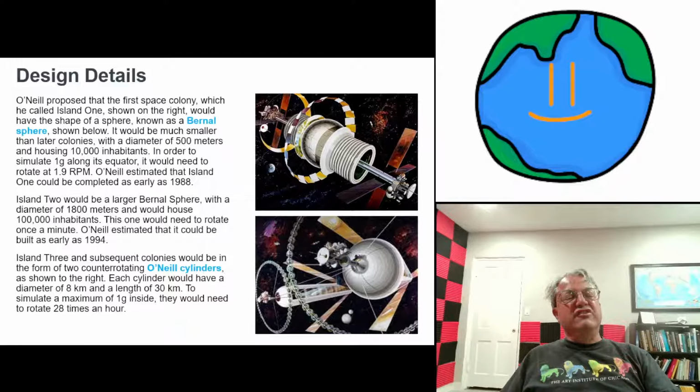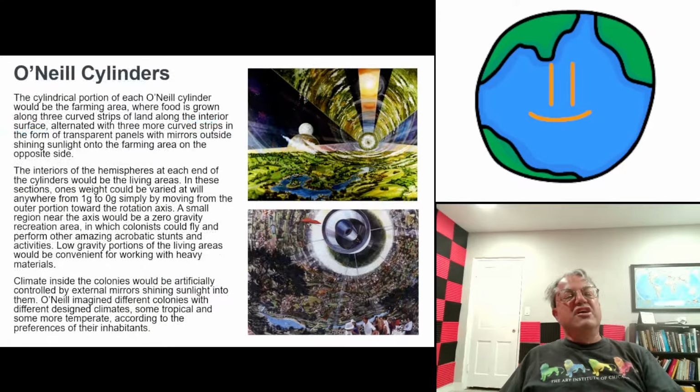Those are big giant mirrors that reflect sunlight into the colonies, and the mirrors would be just outside the transparent portions, and they would shine sunlight onto the farming area opposite of it. So that's how the farms would get their sunlight. And that's how you could grow food in space.